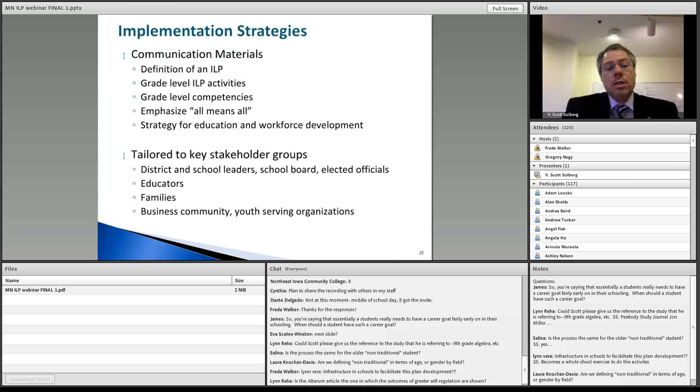So I'm going to spend a few minutes now on implementation strategies and what's going on before we go back to the 3 phases of career development that we talked about and what that looks like.